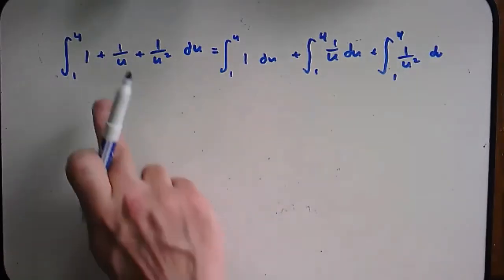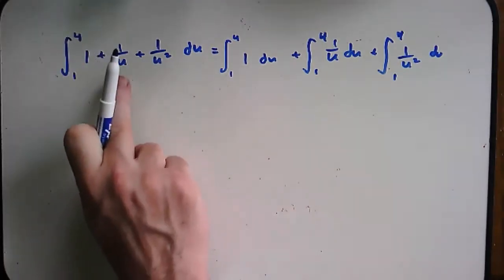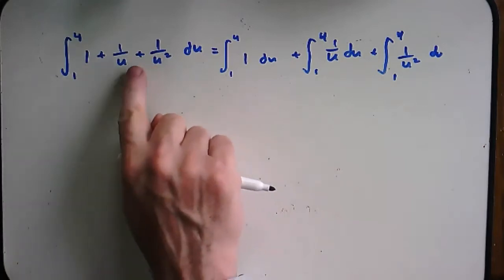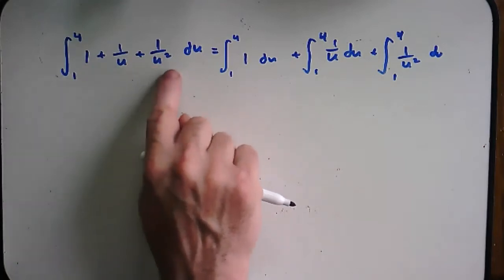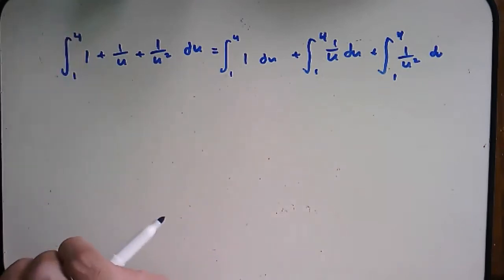First thing, let's check and make sure these are all continuous on our interval from 1 to 4. We would have vertical asymptotes or other problems if u equals 0, but in this problem we were going from 1 to 4, so we don't have to worry about that.